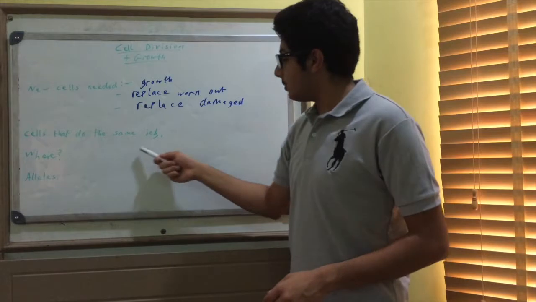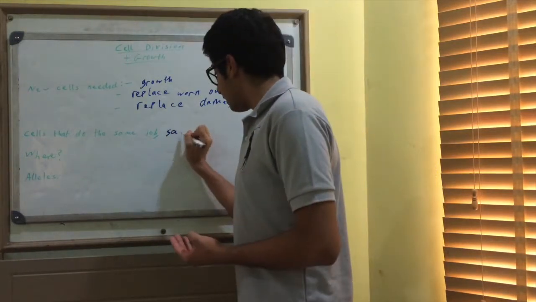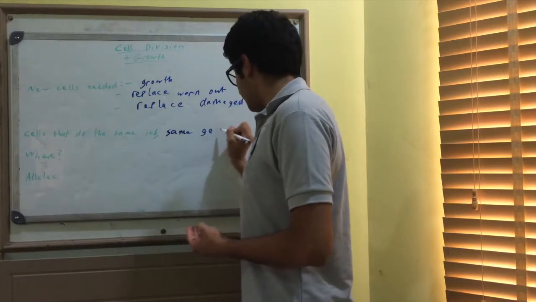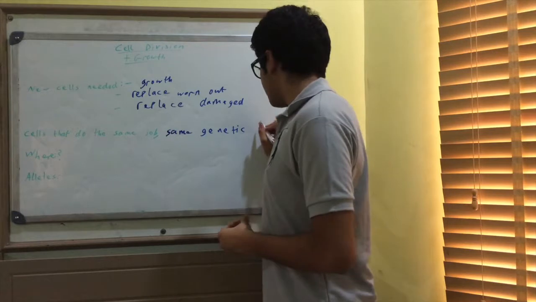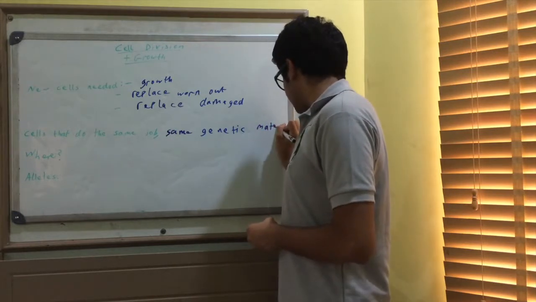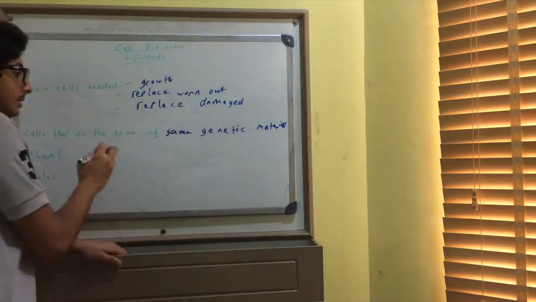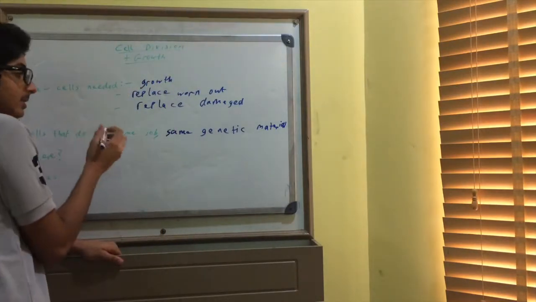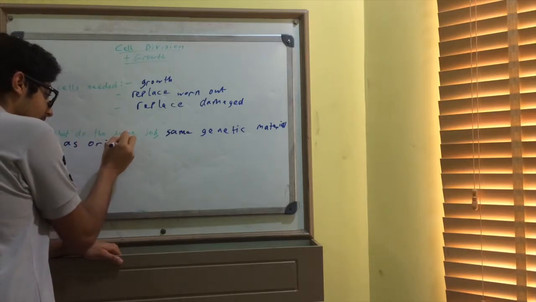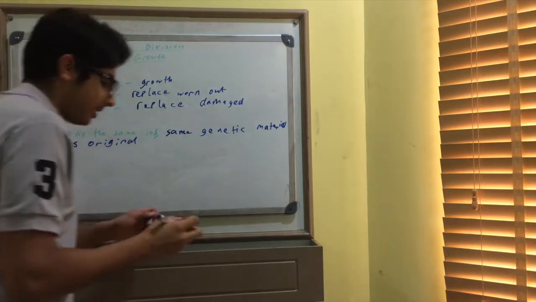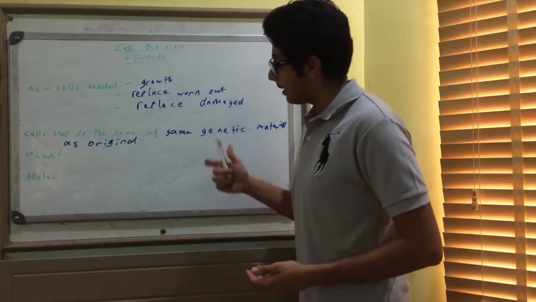Now, cells that do the same job must have the same genetic material as the original cell. The original cell, to produce identical copies, must divide, and it divides to produce two identical cells that have the same genetic material as itself. And because they have the same genetic material, they're going to be doing the same job.